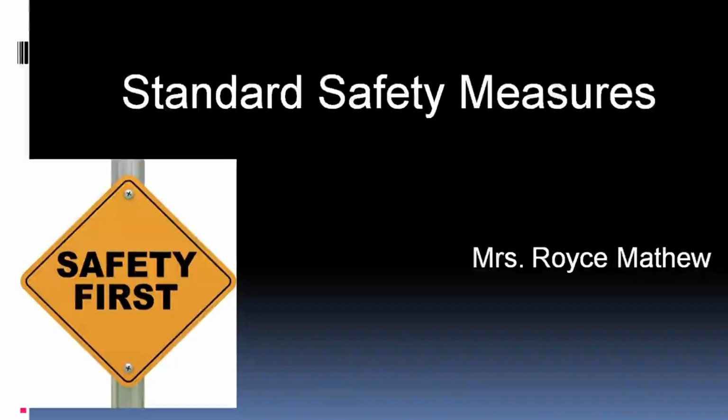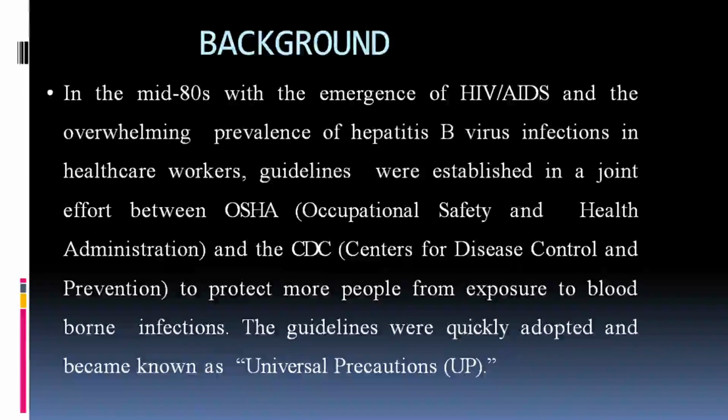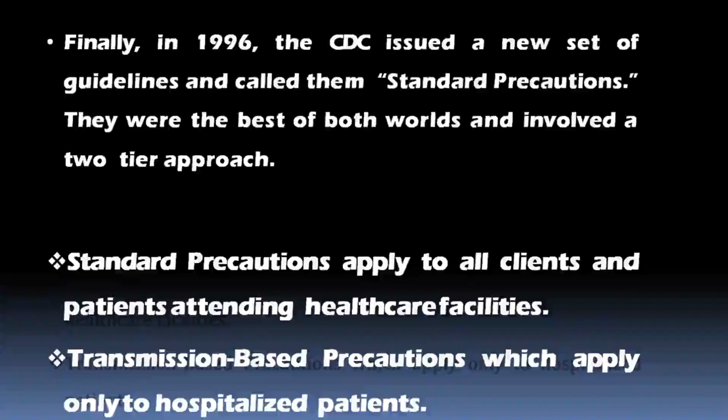Good morning, students. Today's class is about the standard safety measures. In the mid 80s, with the emergence of HIV, AIDS, and the overwhelming prevalence of hepatitis B virus infections in healthcare workers, guidelines were established in a joint effort between OSHA, that means Occupational Safety and Health Administration, and the CDC, Centers for Disease Control and Prevention, to protect more people from exposure to blood-borne disease infections. The guidelines were quickly adopted and became known as the universal precautions.